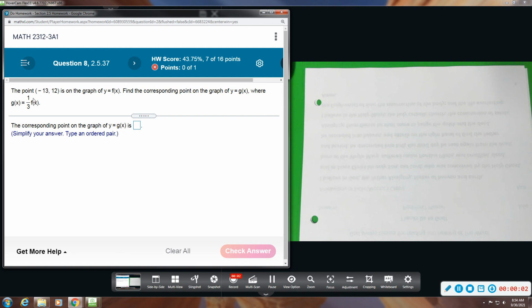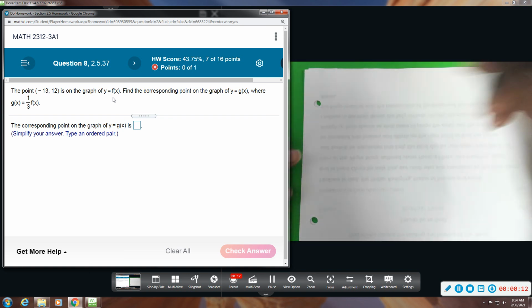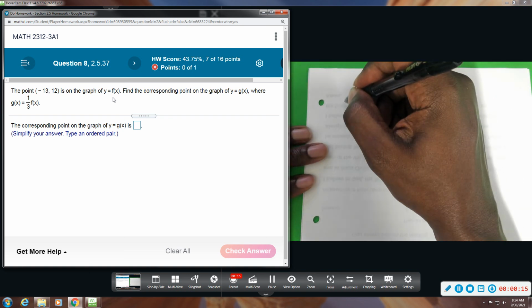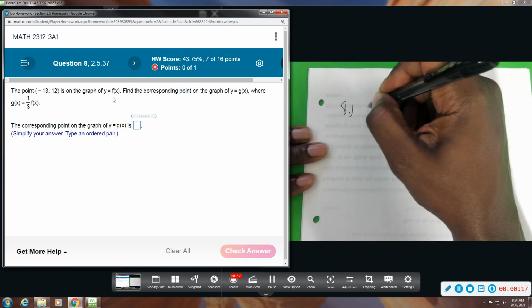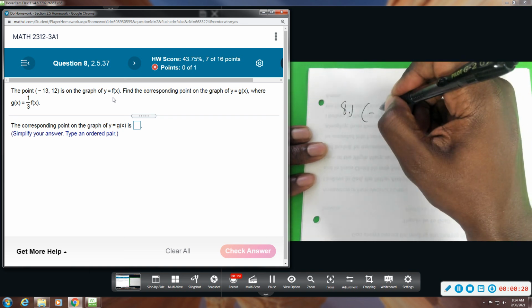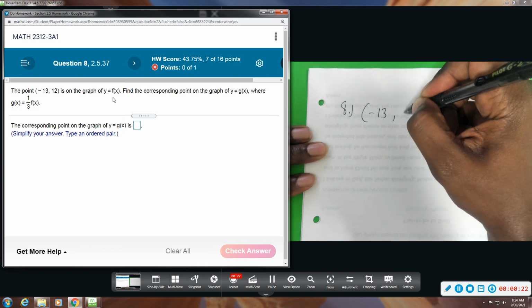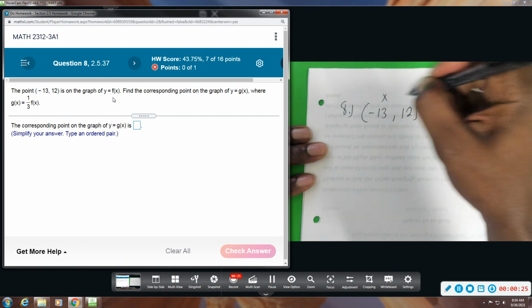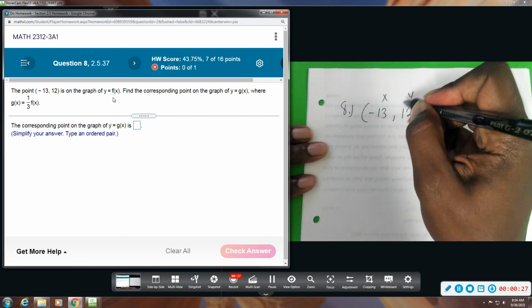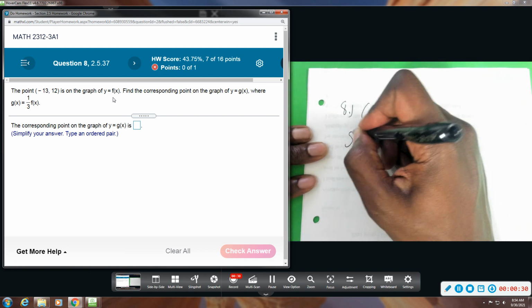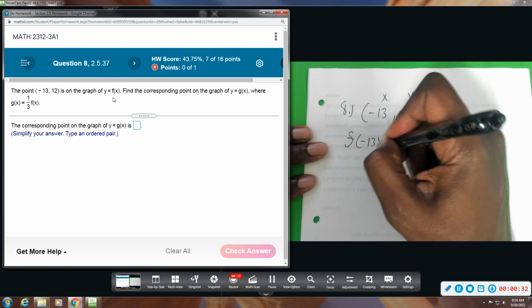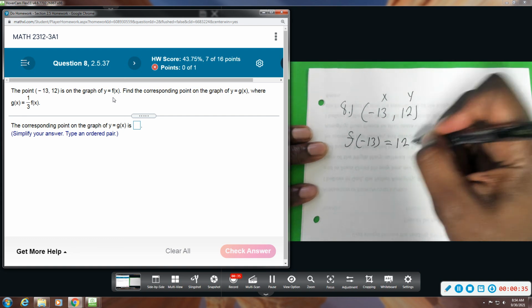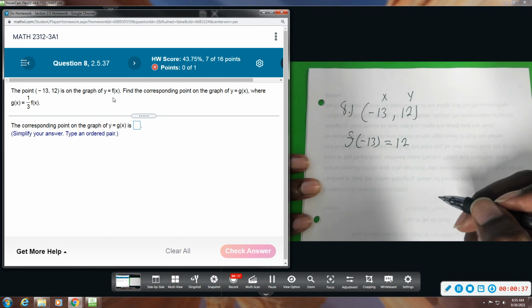All right, number 8 says that we have this point (-13, 12) on the graph of y equals f of x. Okay, so this is what that means. We have this point (-13, 12). So this is the x coordinate, this is the y. If I were putting this in function notation, that means f of negative 13, when x is negative 13, the y value that we get is 12. Okay, that's how you interpret that.